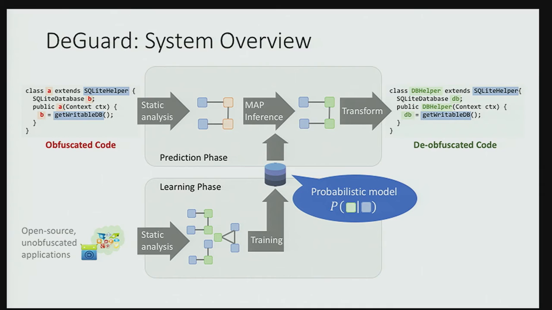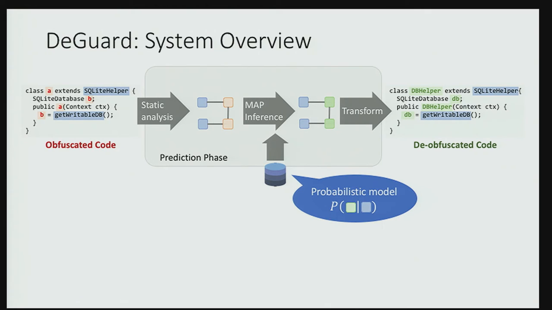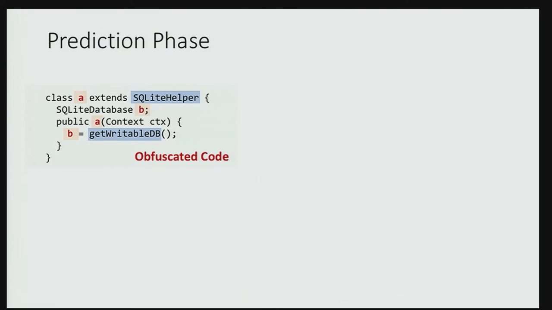All right, so I have told you how the bottom part of the DGuard system works, how we train this probabilistic model. And now I'm going to illustrate how we use this probabilistic model in order to deobfuscate Android applications. This is done during this prediction phase. So here is an end-to-end example of this prediction phase. We start with the obfuscated code.